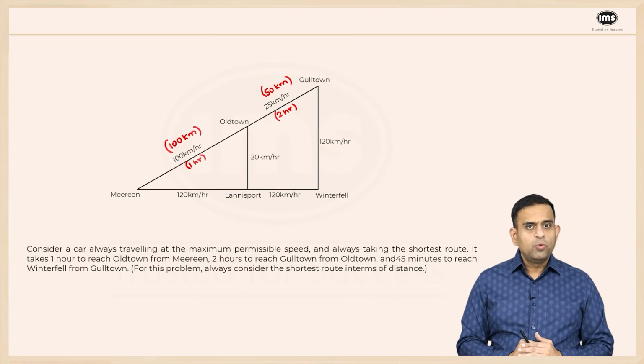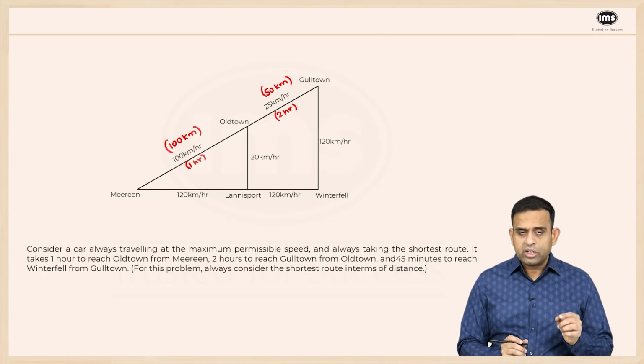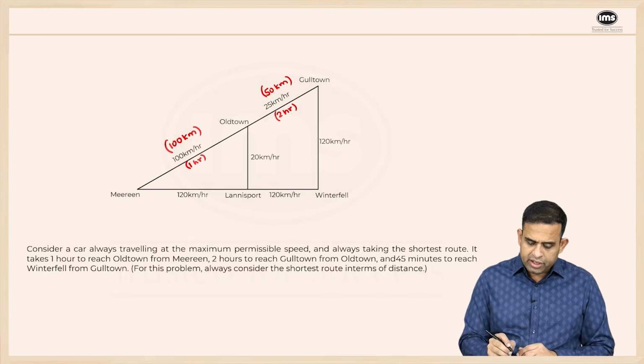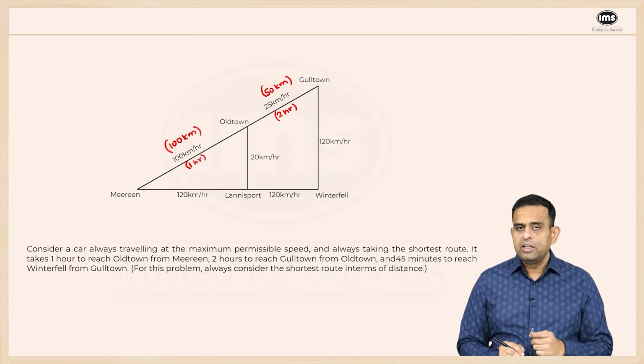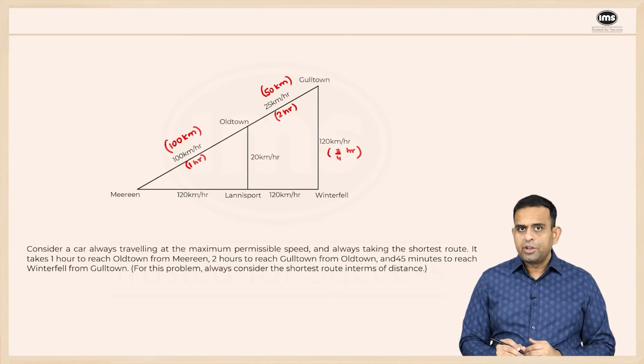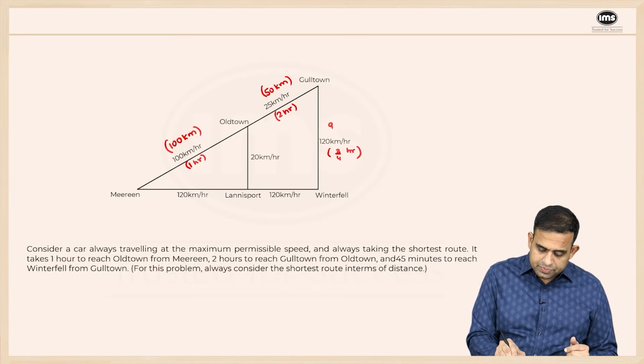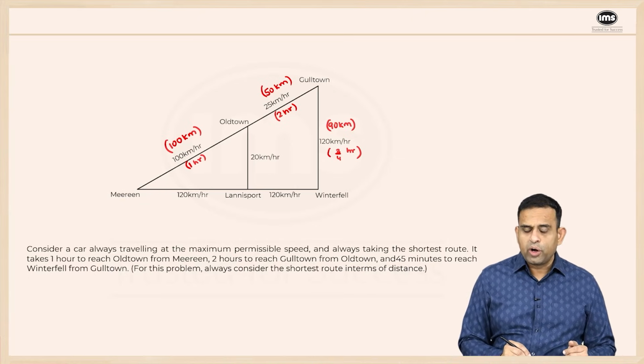And finally, they have given you one more piece of information. To go from Winterfell to Gulltown, the time taken is 45 minutes. So for Gulltown to Winterfell, the speed is 120 kmph and the time taken is 45 minutes, or 3/4 of an hour. So the distance covered over here must be 3/4 of 120, giving you 90 kilometer. So this much is known to us at this particular point of time.